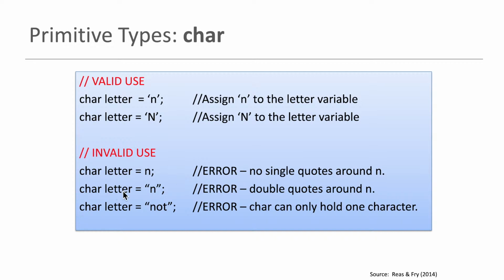Next one, char letter is assigned a value double quotes n. You can't say this because that's actually a string and it won't fit in a character data type. And the last one, char letter is assigned a value not. Again, this is a string. You can only hold one character in the char data type.